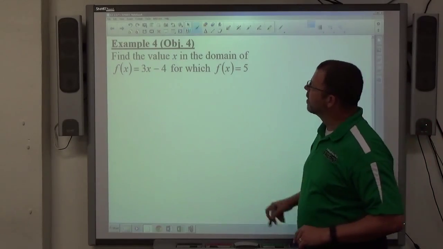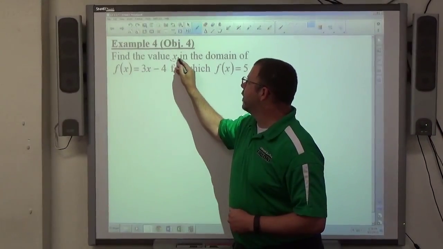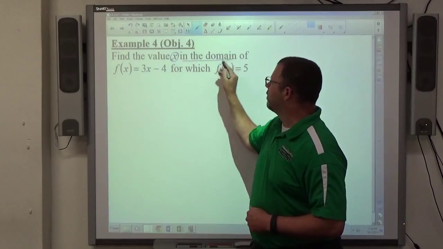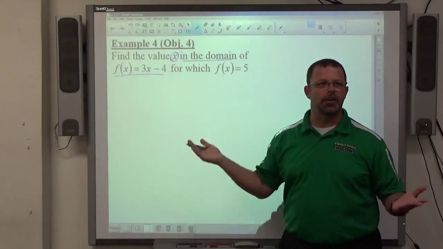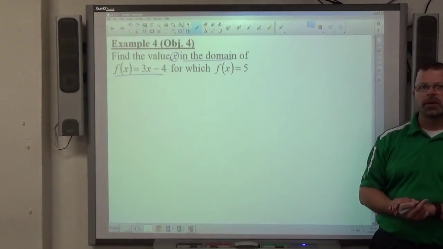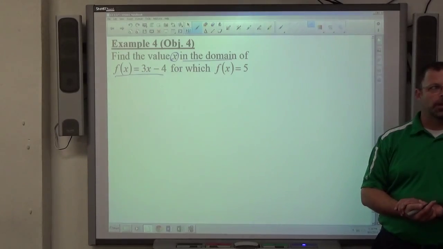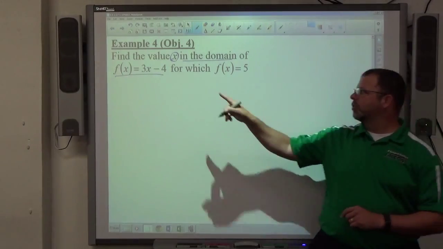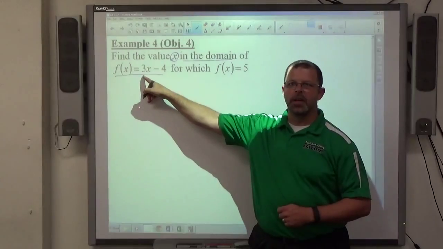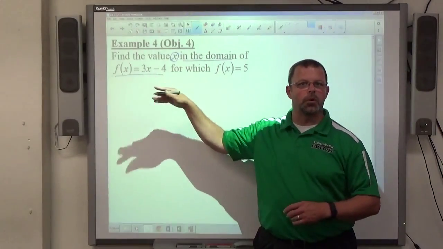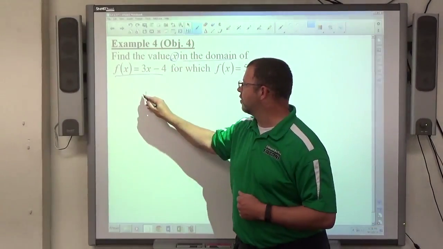Okay, first up, the requirement of the answer that we get, it has to be in the domain of the function they're giving us. Alright, so look at the function f of x equals 3x minus 4. It's a polynomial function, right? I can multiply any number in the world times 3, and I can subtract 4 from any number in the world. So that means the domain of this function is all real numbers.